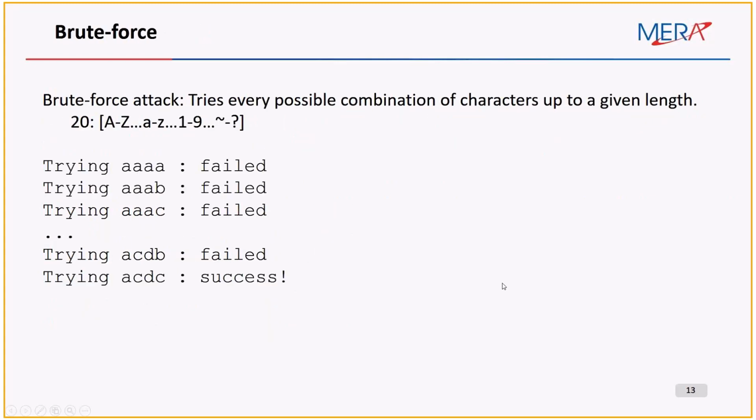The next one is the brute force attack. In this case, we enumerate all possible lengths of passwords with all possible sets of symbols. First, we define a set of symbols. For example, in this example, we use English letters, numbers, and special symbols. And we try all combinations of those symbols by hashing and comparing with the target hash. If we find that two hashes are equal, success. This means we cracked the password.